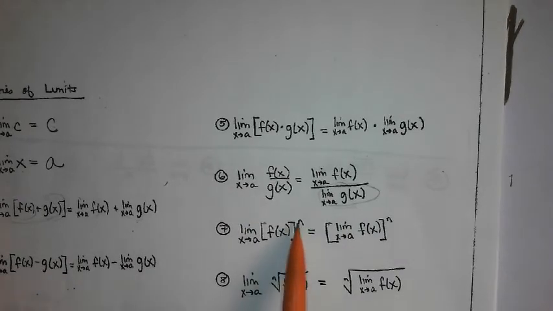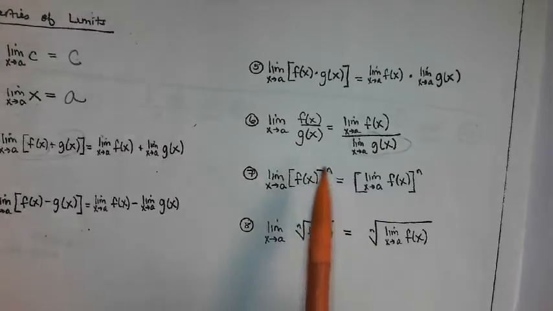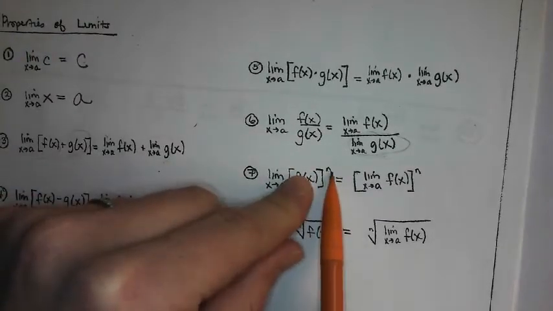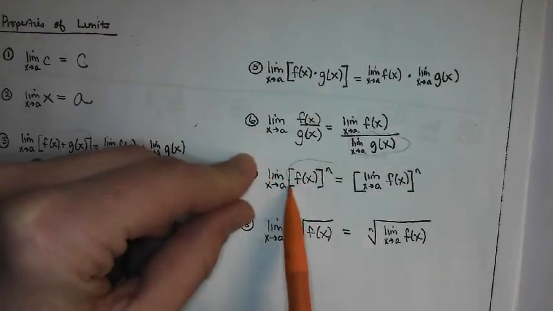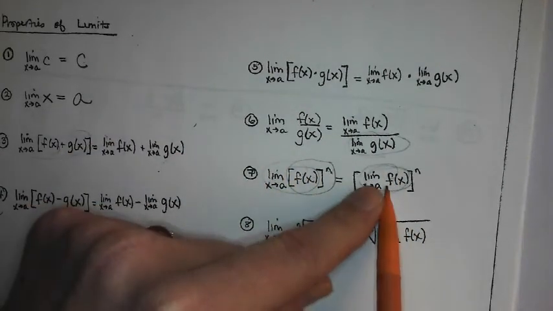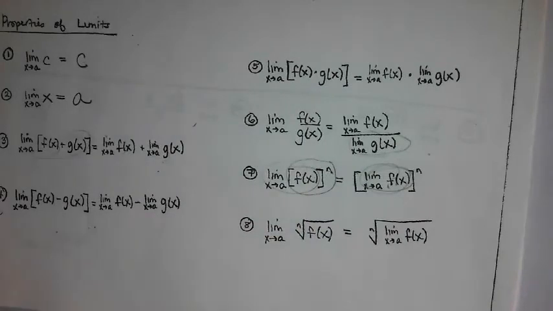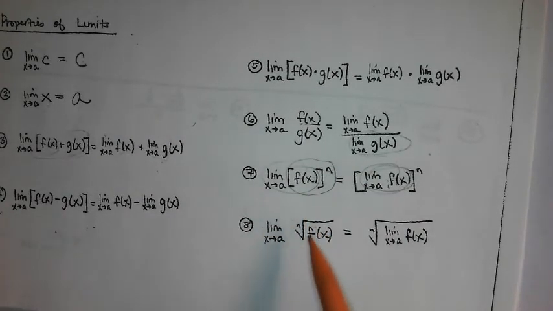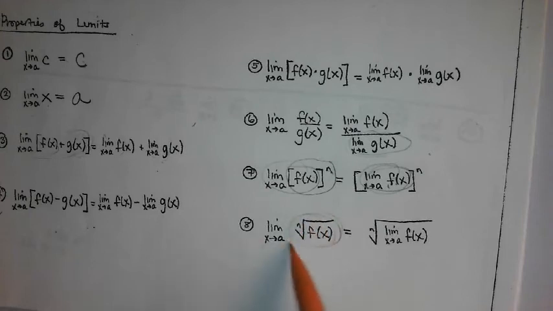Same thing if you're raising a function to a power. You don't need to find the limit of this whole thing. You can just find the limit of f of x first, and then raise your answer to the power. That would be the same thing. And then same goes for a radical, because radicals and exponents are technically the same thing. You don't need to find the limit of this portion. You can find the limit of just your function, and then take the nth root of that.